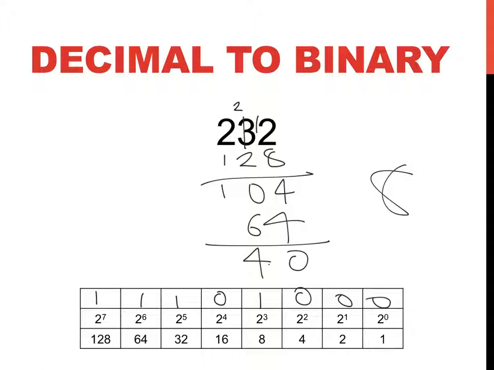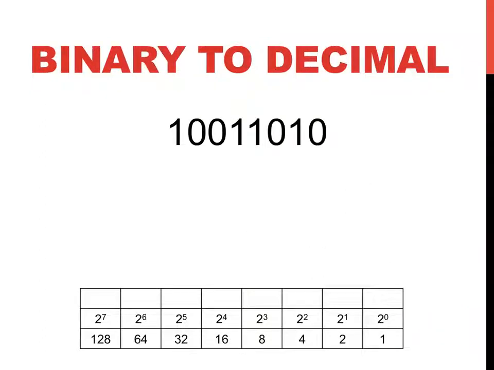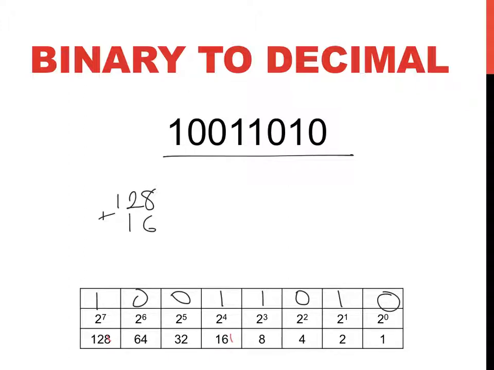Okay, always a good idea to draw this table up, okay? Binary to decimal is real easy. This is my number. I know I move from left to right. I put my number in: 1, 0, 0, 1, 1, 0, 1, 0. What have I got? I've got 128, so this is reverse engineering, 128 here, 16, okay, because I didn't count the 64 or the 32.